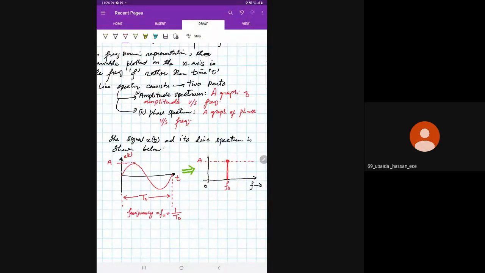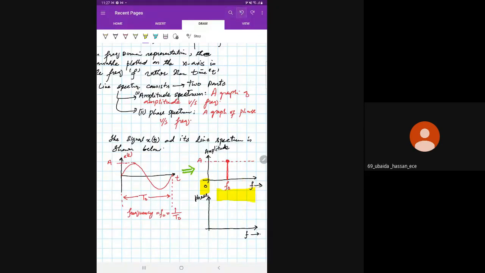The second thing is phase spectrum. The second graph would be the phase spectrum. It is phase versus frequency. So you have frequency here, and this is amplitude here. This is phase. So this will be 0 frequency somewhere here, then frequency goes on increasing.